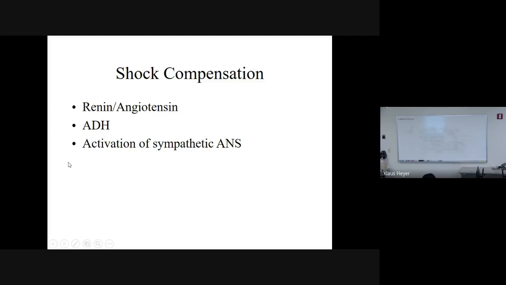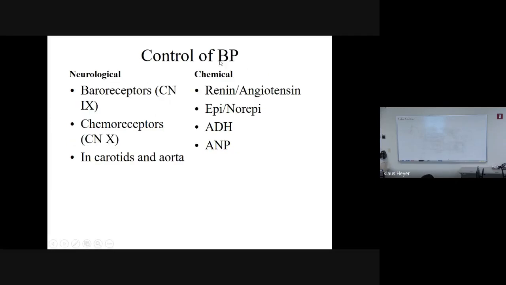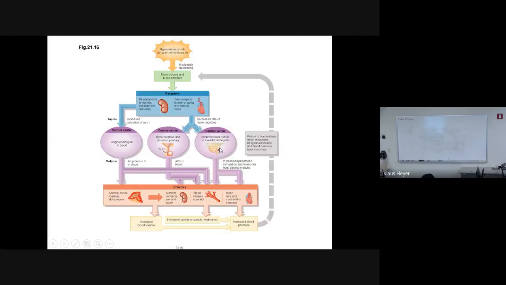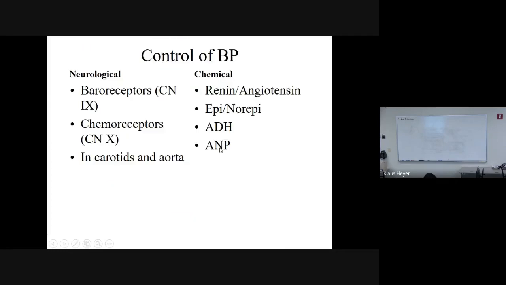ANP, don't put that. That does the opposite. Some people go back to this slide and they just throw this down. I hate that because it's just you memorizing letters. You don't even know what ANP is. So you put it here. ANP lowers blood pressure. It's exactly what you do not want. You want to activate this.